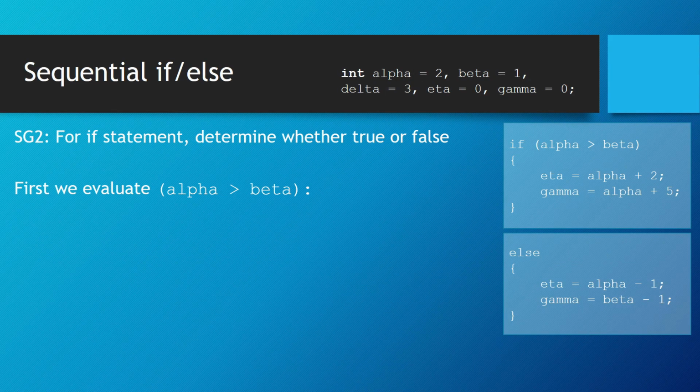Moving on to subgoal 2, we evaluate if the Boolean expression is true or false. First, we evaluate if alpha is greater than beta. Alpha has a value of 2. Beta has a value of 1. 2 is greater than 1, so this expression is true.